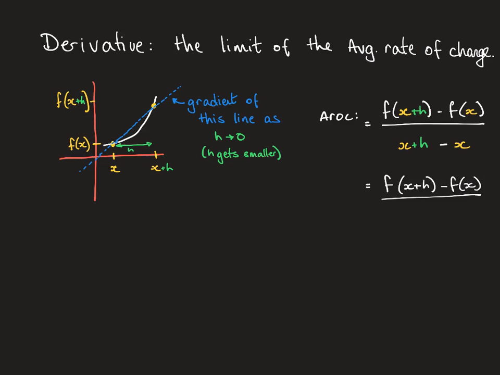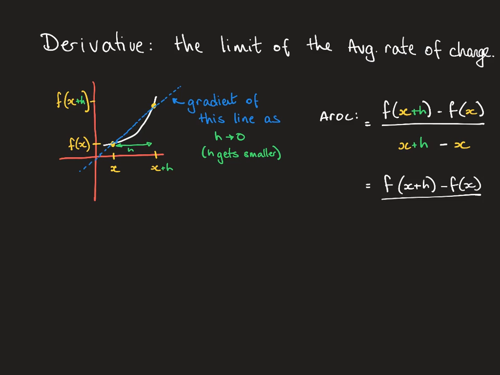So the derivative can also be defined as the limit of the average rate of change between 2 points. So I've got 2 points here and I've called them x, and they're going to be h units apart. So this one here is x plus h. So if I do the average rate of change formula for these 2 points here and here, it's going to be f of x plus h take away f of x.